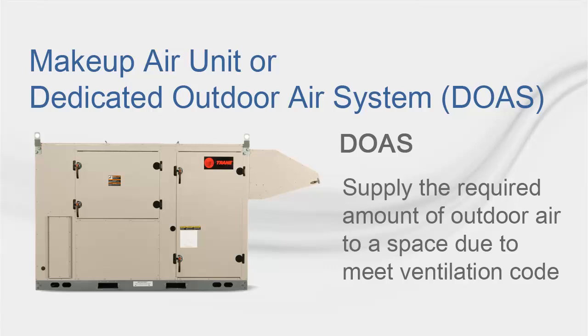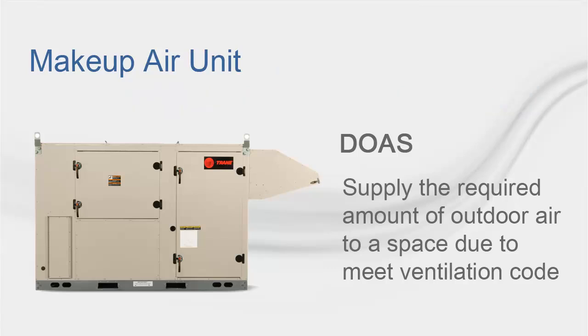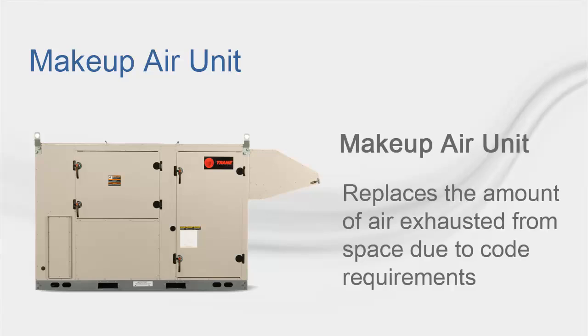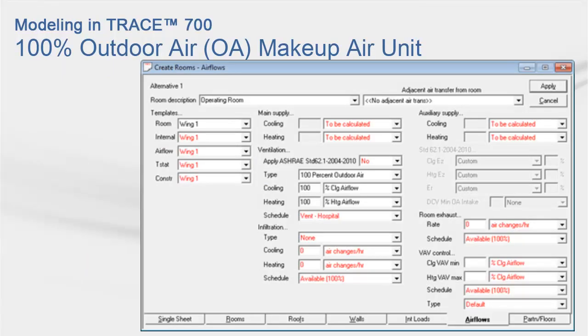Modeling a dedicated outdoor air unit was discussed in a past newsletter video and will not be covered today. This video can be found in the eLearning library. Instead, we will focus on modeling makeup air systems that are used to replace the amount of air being exhausted from a building due to code. We will now discuss modeling a 100% outdoor air makeup air unit in Trane 700.